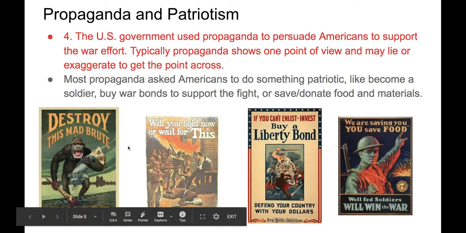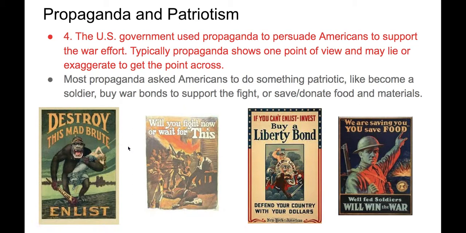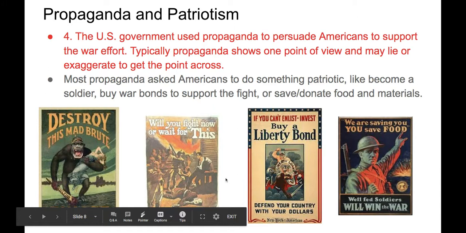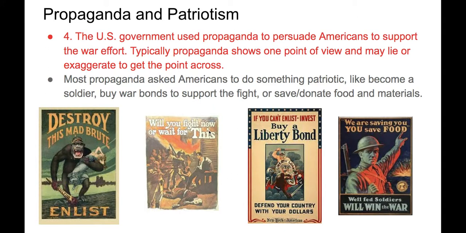Now let's look at this one. It says, will you fight now or wait for this? If you don't join to fight us now, this is what's going to happen. We're going to destroy your town. People are going to die. Looks like that person might be dead, right? We're going to set fire to your town. If you don't join the fight, this is what's going to happen. They're trying to get you to join the army.